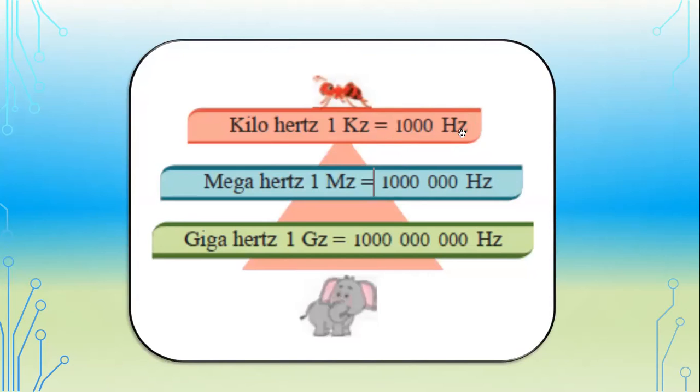Here, 1000 hertz equals 1 kilohertz. Then, a million hertz equals 1 megahertz. Next, a billion hertz equals 1 gigahertz. Like that, kilohertz, megahertz, gigahertz. When you come from top to bottom, the hertz is very large. That means the unit is large: kilo, mega, giga, like that.